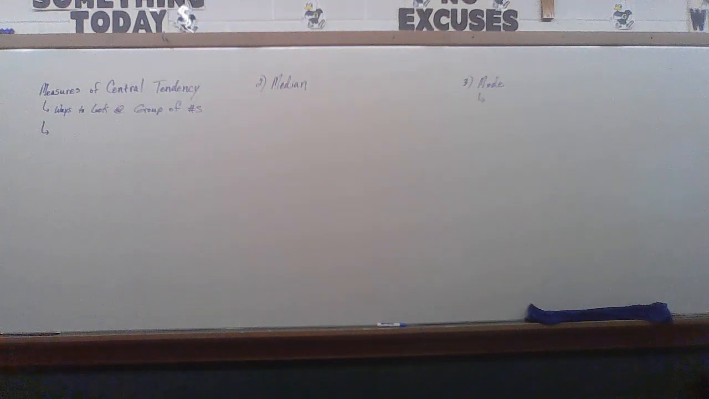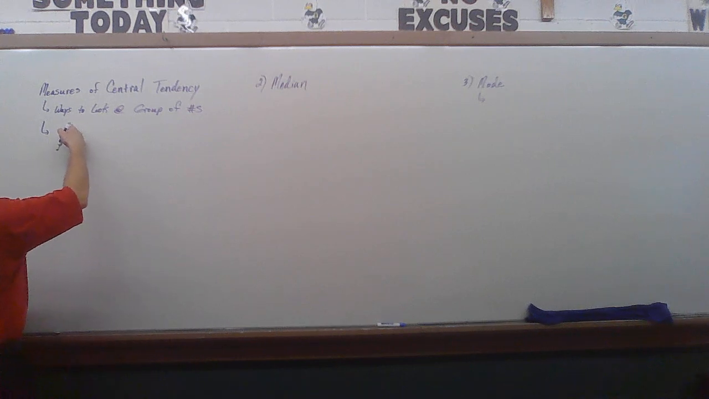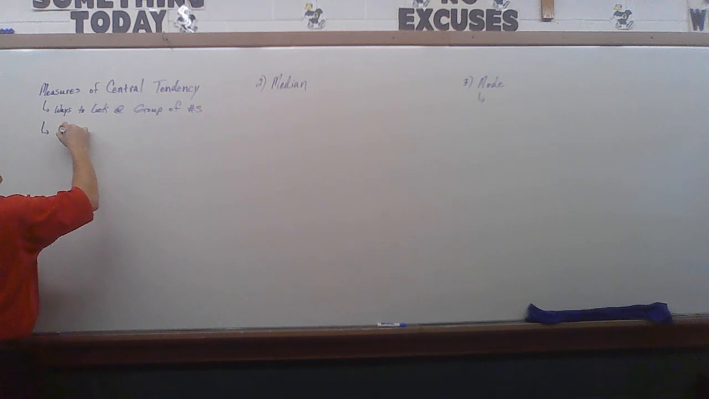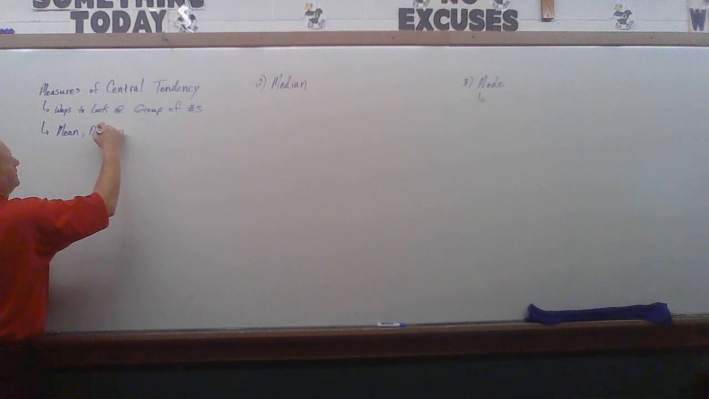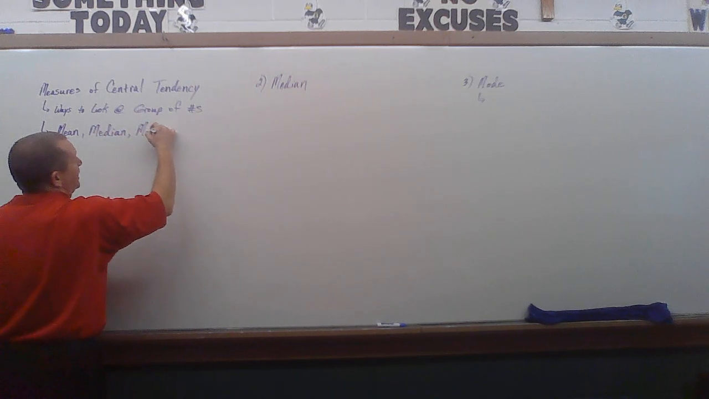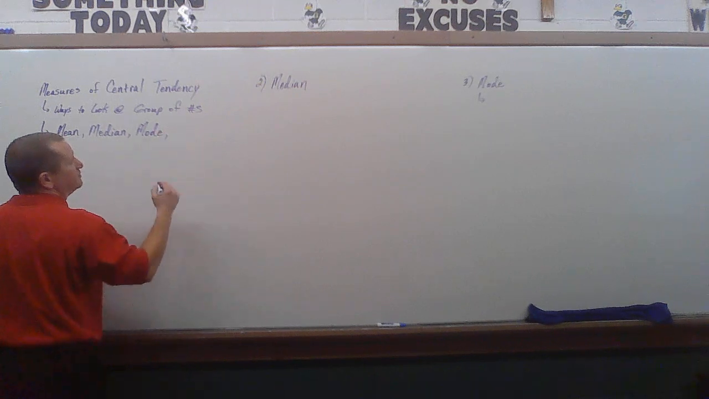Alright. So, basically, ways to look at a group of numbers. And Mr. Ryder's right, even though he cheated. The mean, the median, the mode, and sometimes the what? Range? The range.